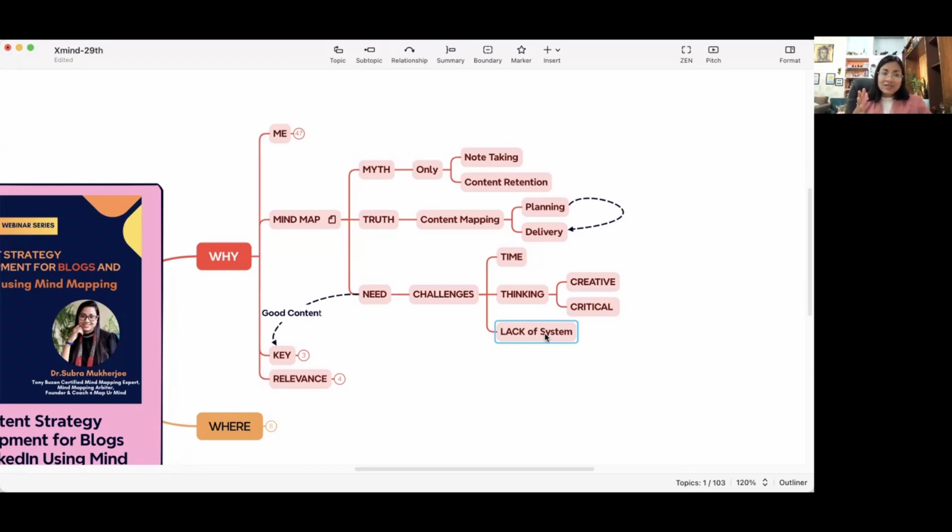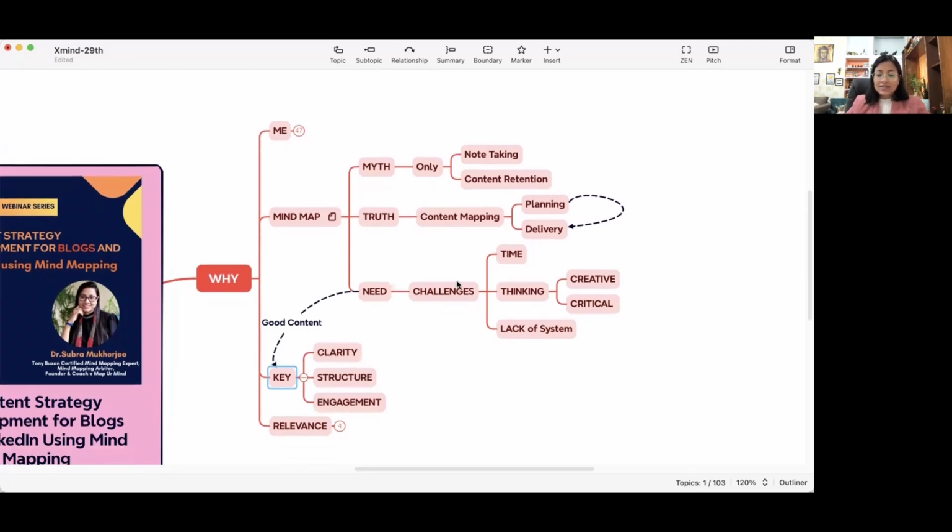Instead, if you have a strategy, if you have a system using mind mapping, the content can be produced every single day, whether you are writing a blog or LinkedIn or whatsoever, maybe a newsletter, magazine, or maybe you're a student, you're producing reports, whatever it is. So this is very important that we have a system. So that is a big challenge. And hence, to have good content, the key things are, these are the challenges.